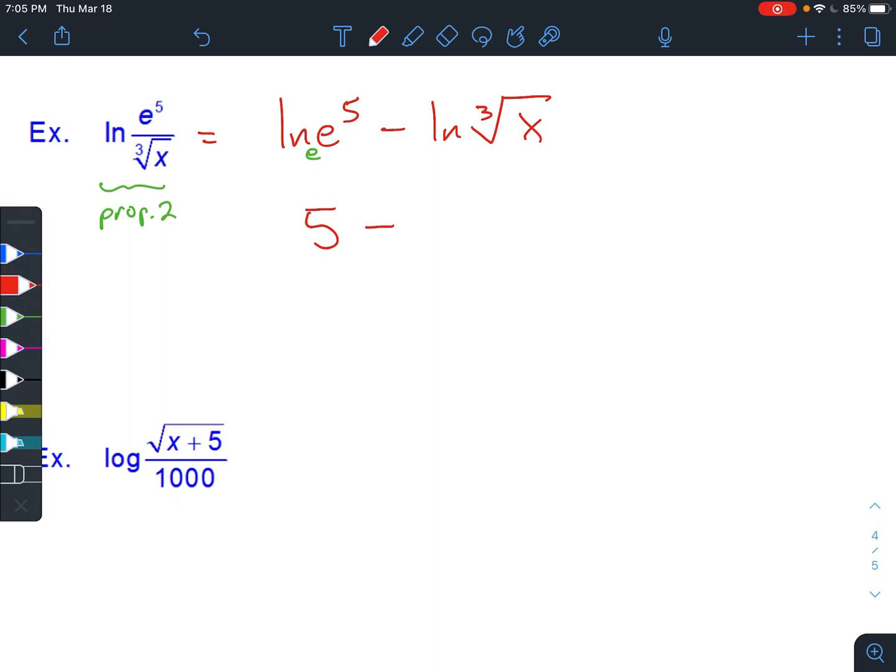Now I actually have a fair amount of messing around here on the second half. I don't have a root rule, but I do have a power rule.